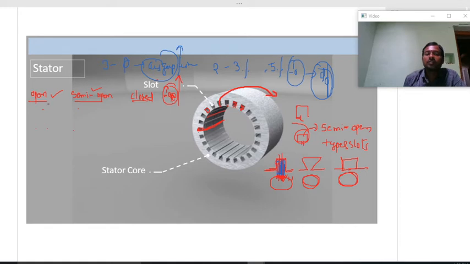So if it is open type slots, the air gap between rotor to stator slots will be more.